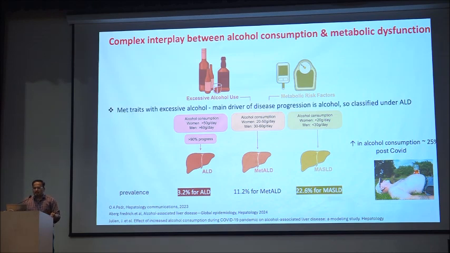Why do we consider it as ALD when higher alcohol consumption is present? Even though metabolic traits may be present, the main driver of liver disease progression in patients with higher alcohol consumption is the excess alcohol per se, not the metabolic traits, because the disease progresses faster due to alcohol.